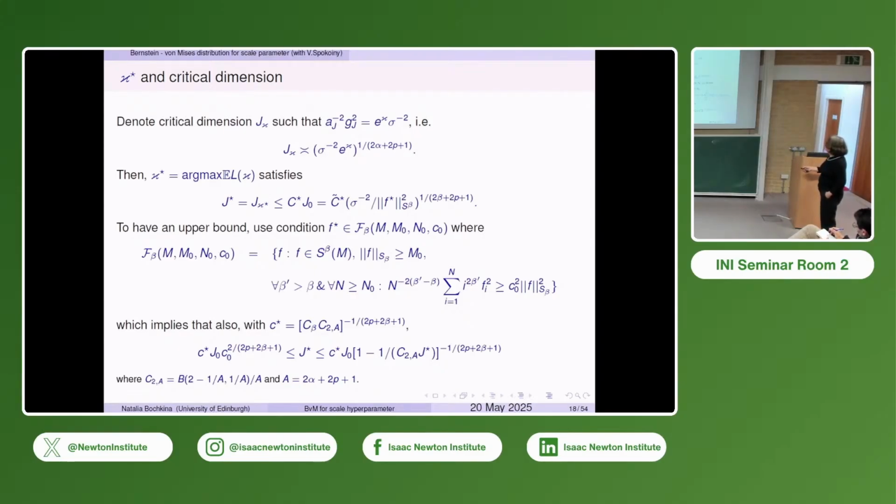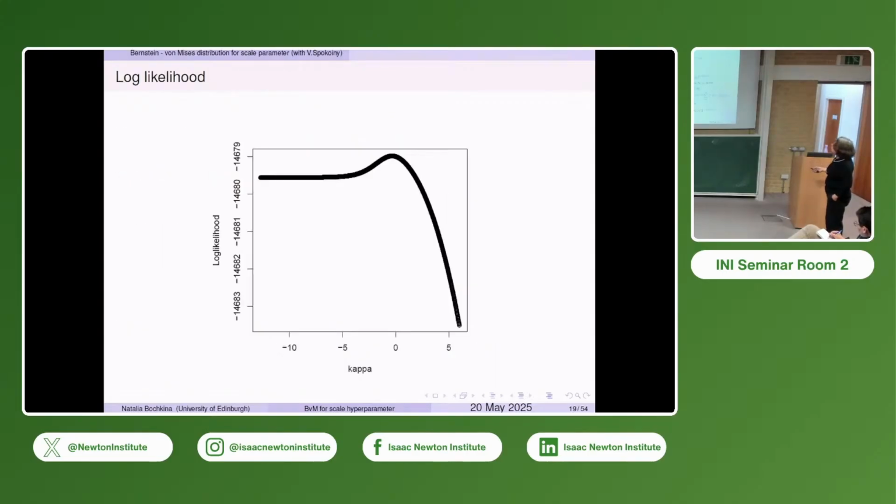All the constants we have are specific. I think it's either 2 beta or 1 over 2 beta, I can't remember, but B here, if you're interested in constants, is a beta function, and A is known to a statistician, so it's the prior alpha plus 1 plus the smoothness P. So we have the critical dimension of the right order for this problem.